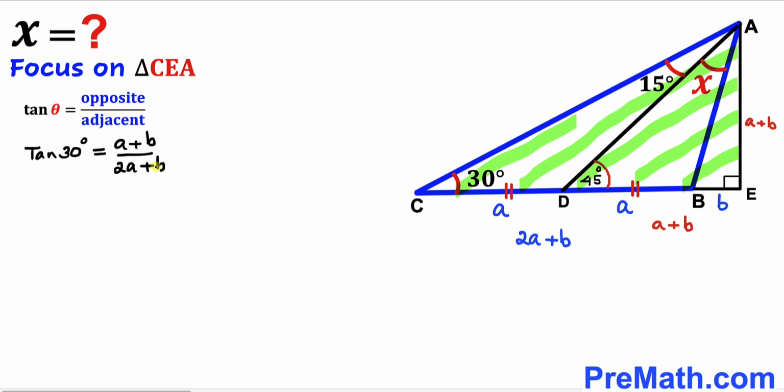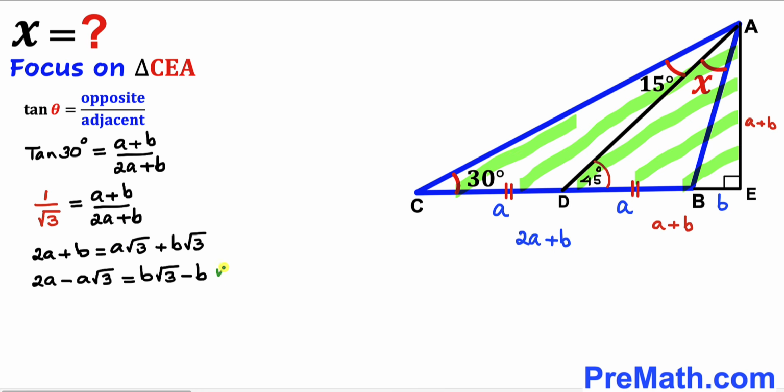Now we know that tangent of 30 degrees is equal to 1 divided by square root of 3. So I am going to replace this tangent of 30 degrees with 1 divided by square root of 3 over here, as you can see in this next step. Now we are going to cross multiply. Then I am going to move this b to the other side, and at the very same time I'm going to move this a times square root of 3 in the opposite direction as well, as you can see in this next step.